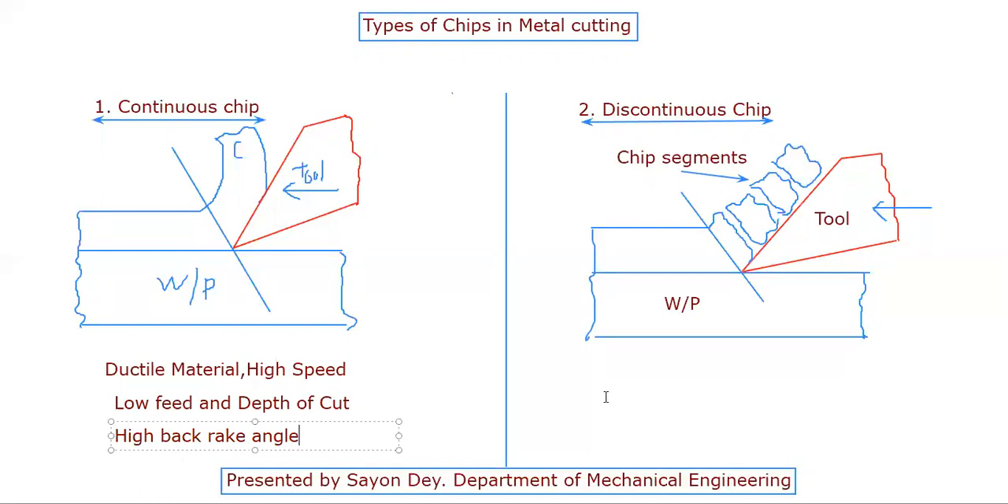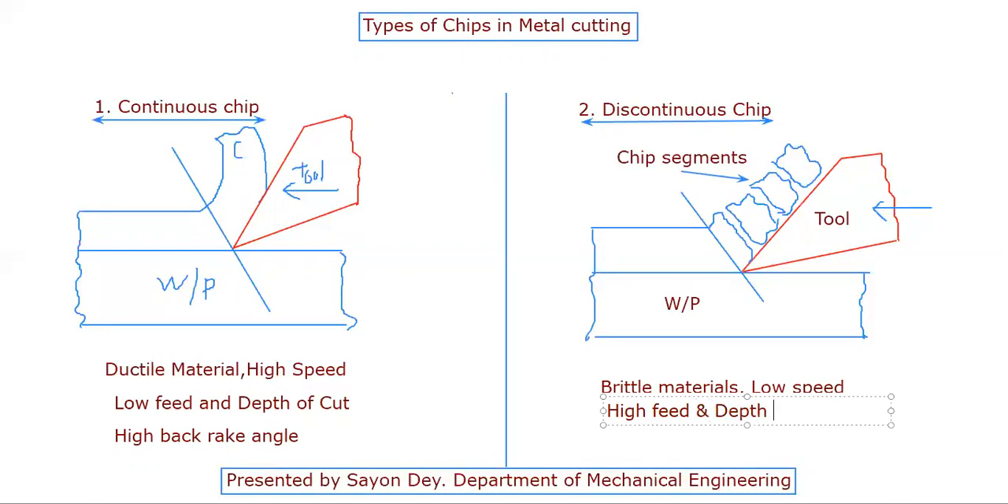Next, for the discontinuous type of chips, the favorable conditions are brittle materials, low speed, and high feed and depth of cut. Another is the low back rake angle.